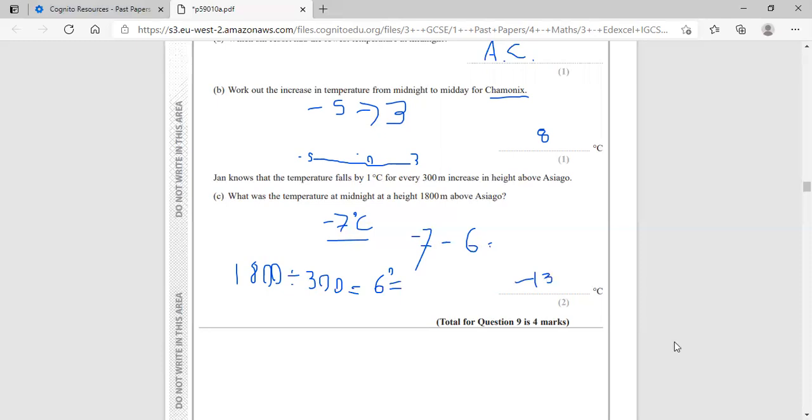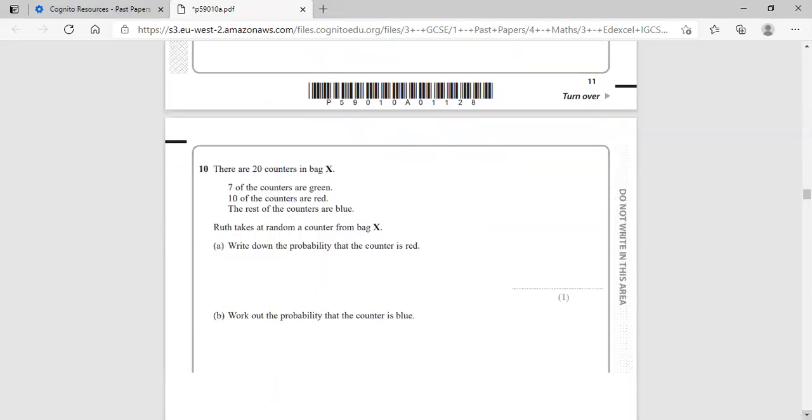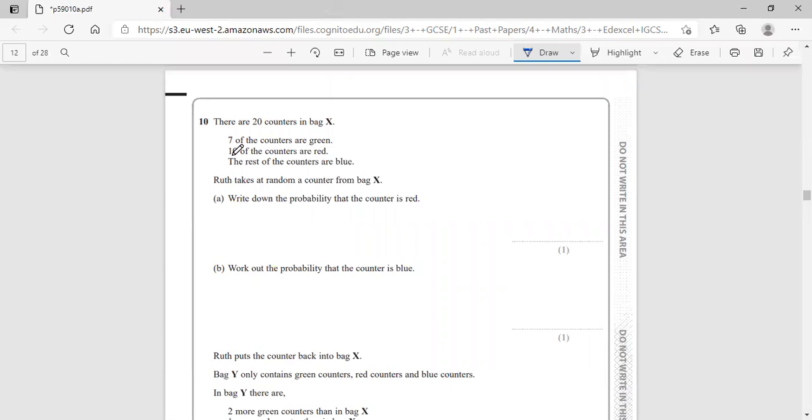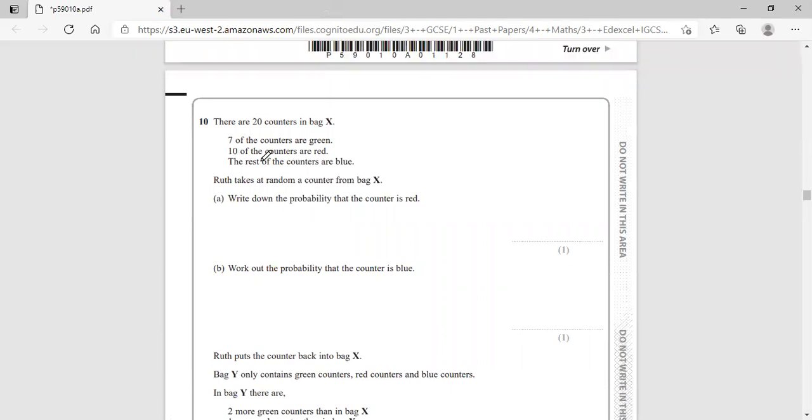So now we're on to the final question. There are 20 counters in a bag X. 7 of the counters are green, 10 of the counters are red, the rest of the counters are blue, and because there's 20, we can work out that 3 are blue. Write down the probability that a counter is red.